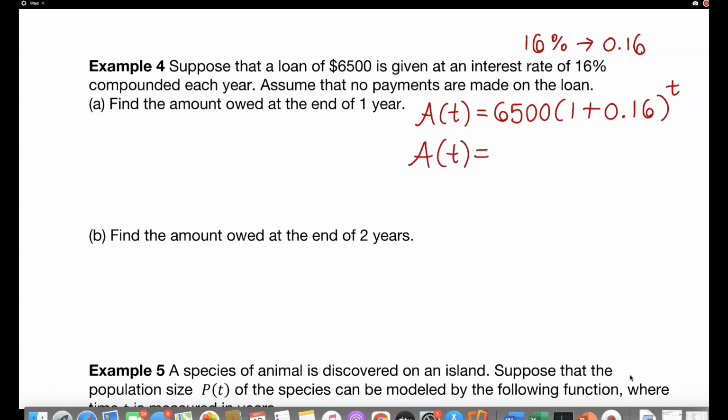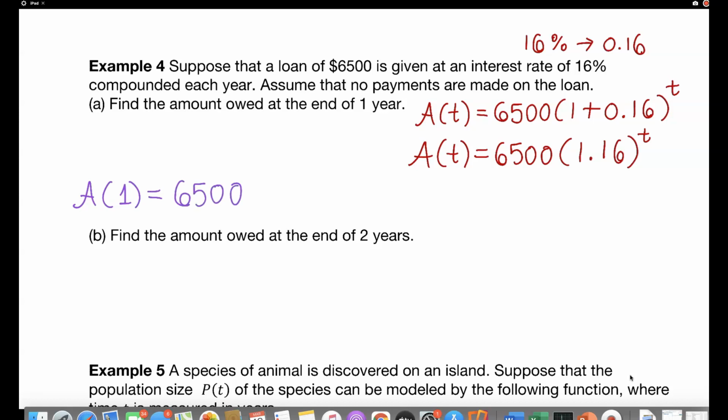So I wrote the function. The amount of money that I owe is 6,500 times 1.16 to the t-th power. I can use this function to find out the amount I owe in any year by plugging in whatever the t is, whatever the time or the number of years is. The question is asking, find the amount owed at the end of year 1, first year. So I'm just going to find A of 1.